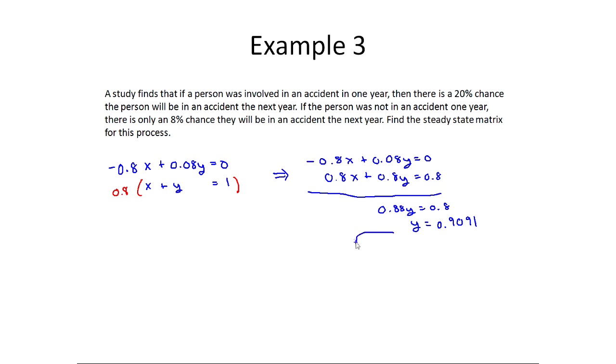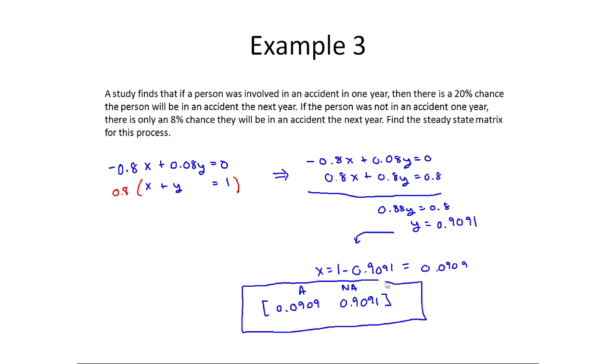So this implies that x will equal 1 minus 0.9091, which will be 0.0909. So my steady state matrix, I don't have an answer yet, right? So I need to actually write down 0.0909 and 0.9091. And remember, this was accident, no accident. So this is my steady state matrix.